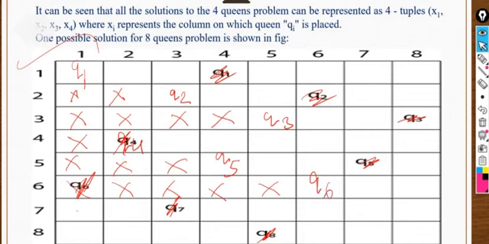q6 we can place here. What about q7? Yes, you can place q7 over here. No other possibility. What about q8? You cannot align q8 here, cannot assign q8 here in this row.